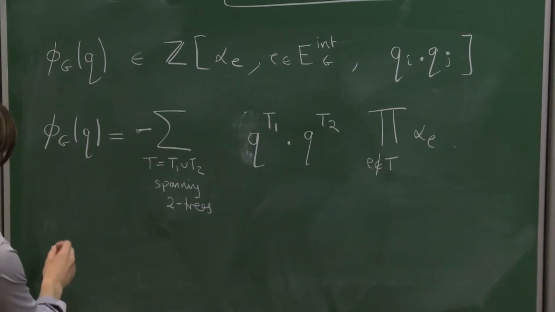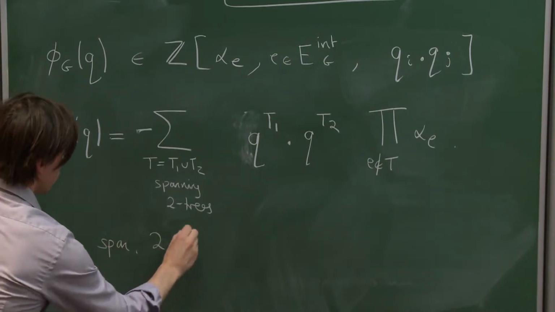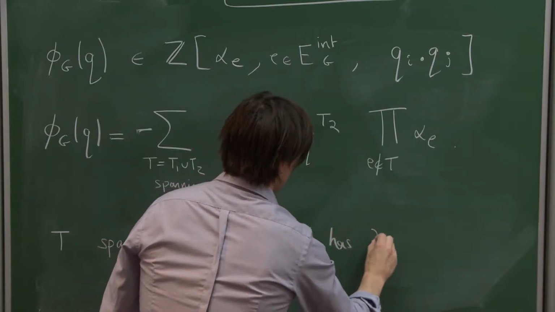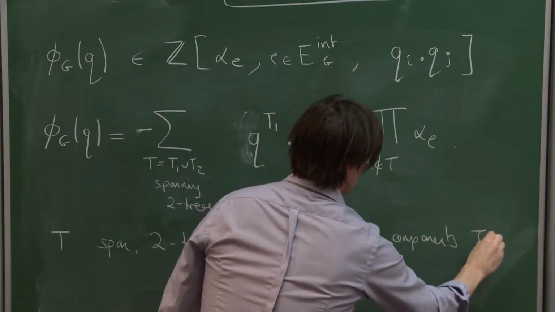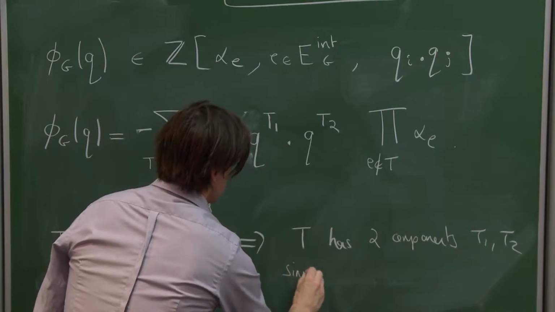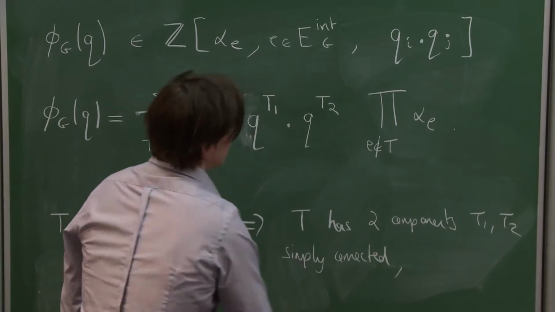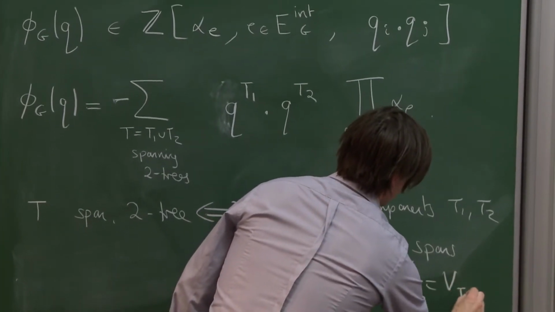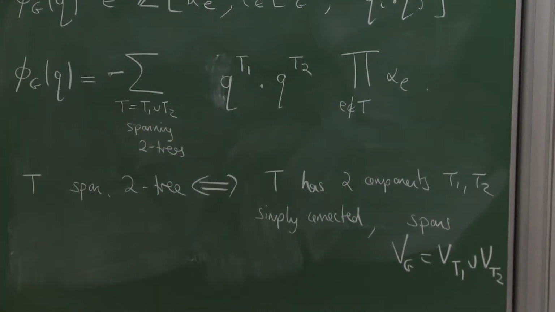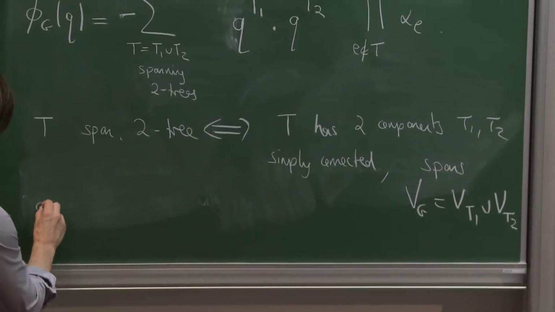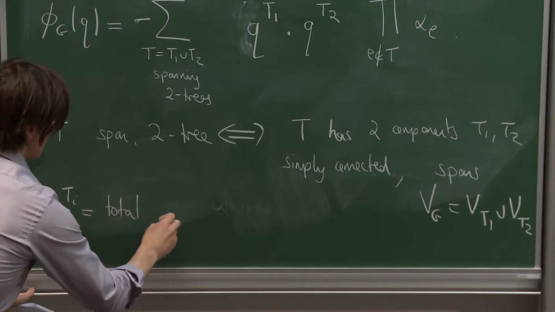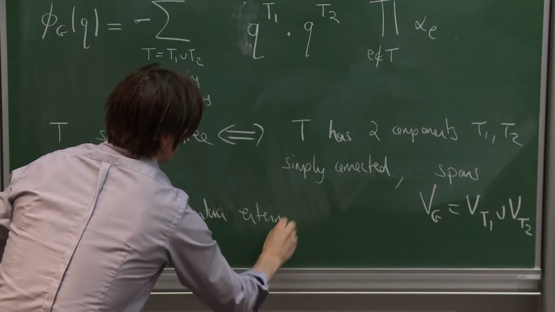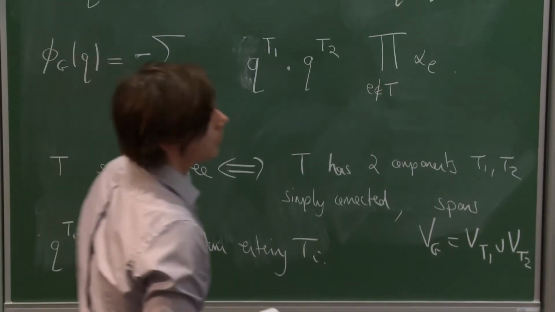So what is a spanning 2-tree? T is a spanning 2-tree if and only if it's a forest with 2 components. So T has exactly 2 components, T1 and T2. Each component is simply connected. And it spans. Spans means that it meets every vertex of the graph. Oh yeah, and then what is q^T1, q^T2? So q^Ti equals the total momentum entering the tree Ti. Okay.